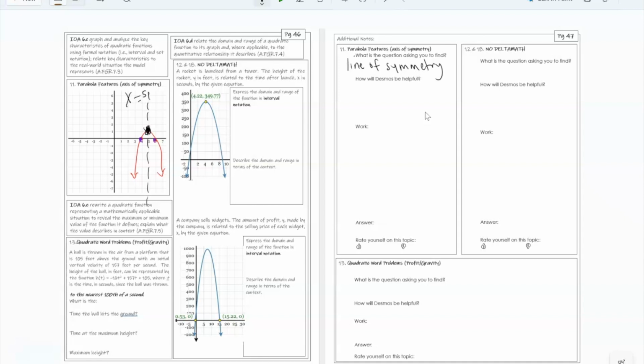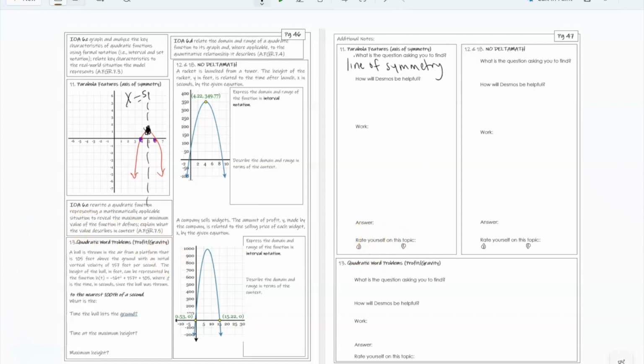How is Desmos going to be useful? So again, I'm not going to write all this down because this is part that you're supposed to write down. How is Desmos useful? It's going to be useful if you're given an equation, not a graph, and you can't see it. So if it's given an equation, you're going to type it into Desmos. Here's the work. Here's the answer. Rate yourself on this topic. That is all that there is to question 11.